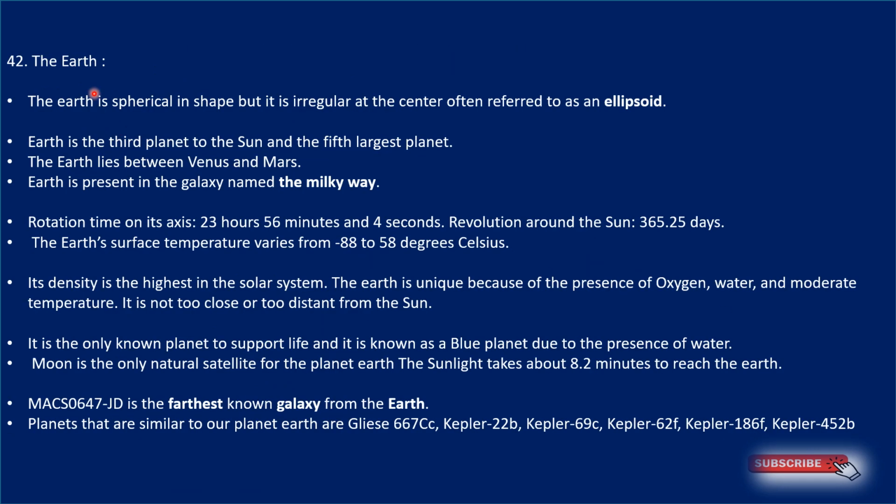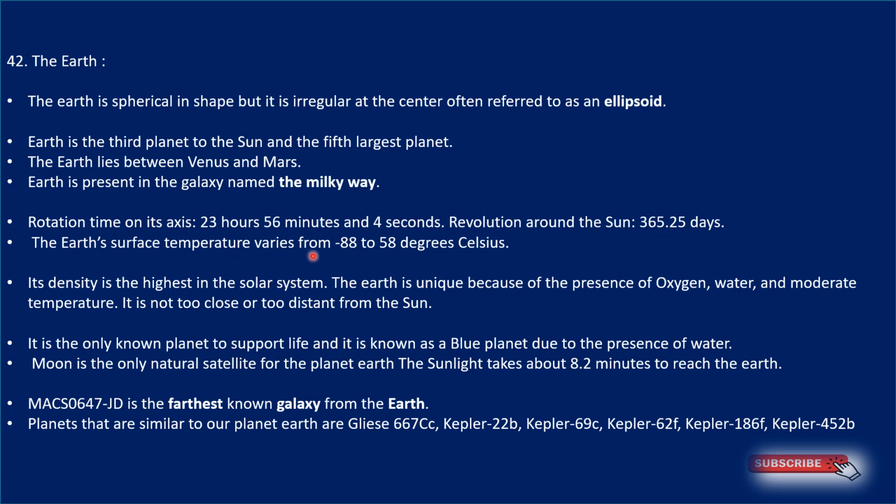Let us see a few things about the Earth. Earth is spherical in shape, but it is irregular at the center, often referred to as an ellipsoid. Earth is the third planet from the Sun and the fifth largest planet. The Earth lies between Venus and Mars. Earth is present in the galaxy named the Milky Way. Rotation time on its axis is 23 hours, 56 minutes and 4 seconds. The revolution around the Sun is 365.25 days.